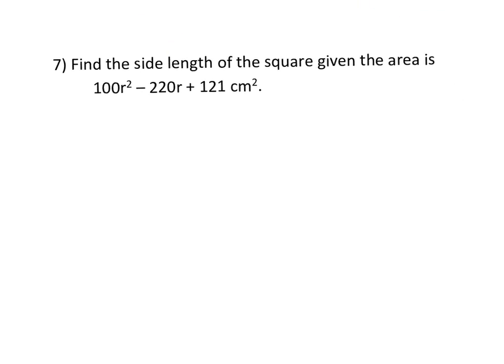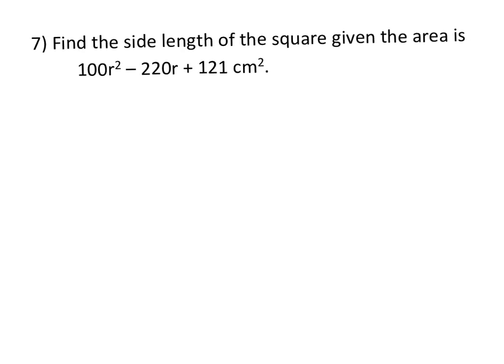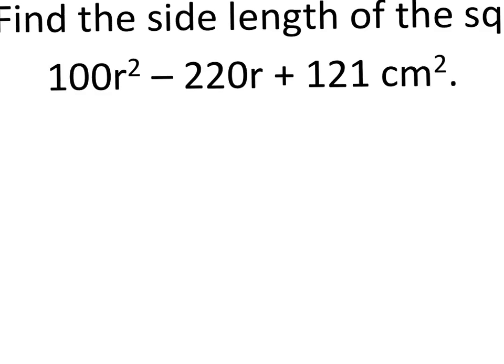Number 7, find the side length of a square given that the area is 100r squared minus 220r plus 121 centimeters squared. Okay, so now if I'm thinking about a square, right, I know that the length and width have to be the same. So if I have a square, I'm going to have 2 of the same factors, okay? So when I'm looking at this, I'm kind of thinking probably perfect square, but we got to check all our stuff.